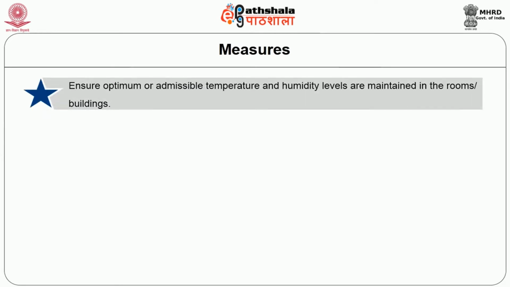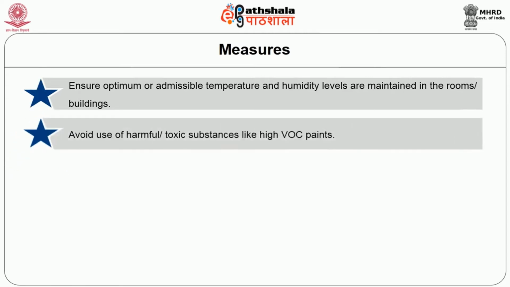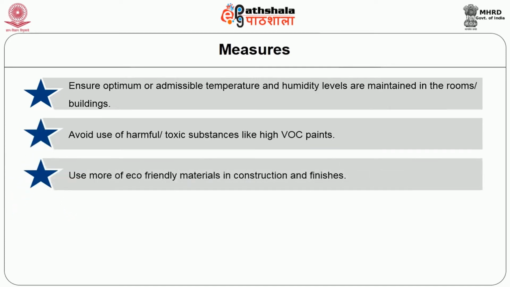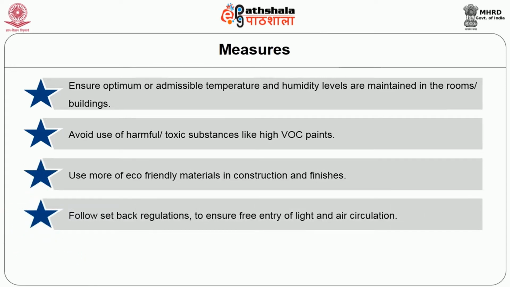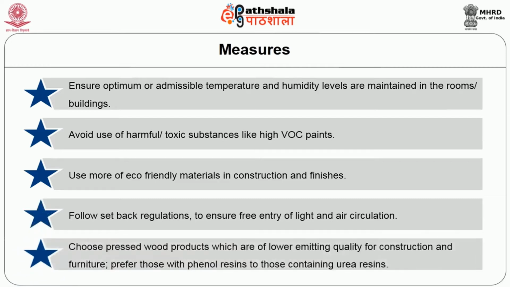Ensure optimum or admissible temperature and humidity levels maintained in the rooms throughout the day. Avoid use of harmful toxic substances like high VOC paints. Use more of eco-friendly materials in construction and finishes. Follow setback regulations to ensure free entry of light and air circulation. Choose pressed wood products which are of lower emitting quality for construction and furniture. Prefer those with phenol resins to those containing urea resins.